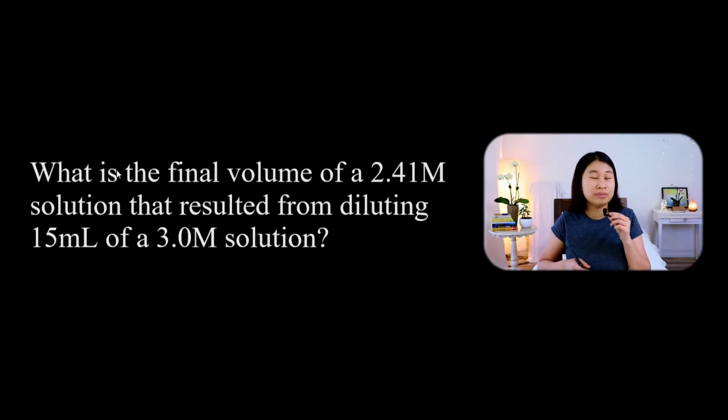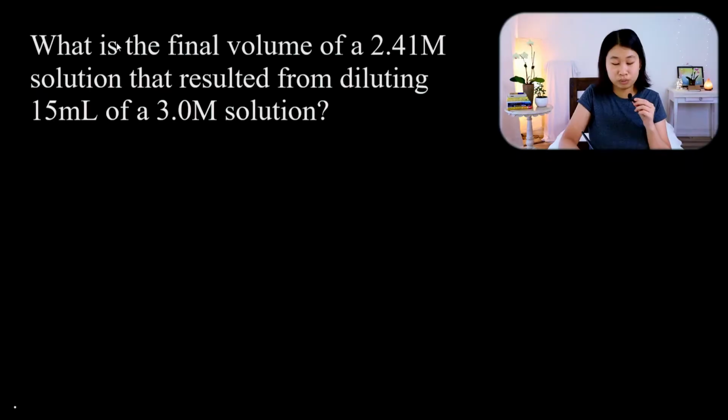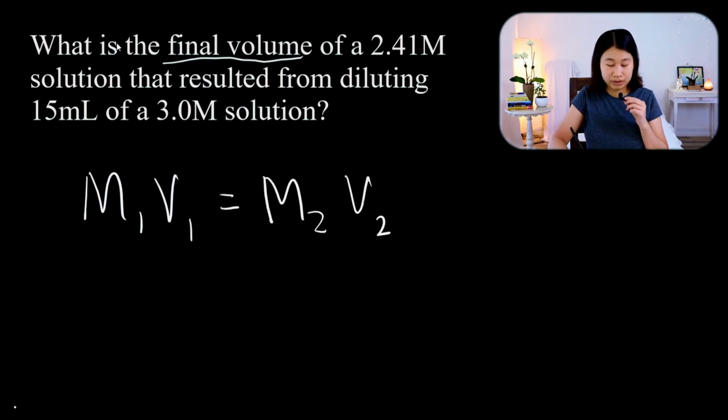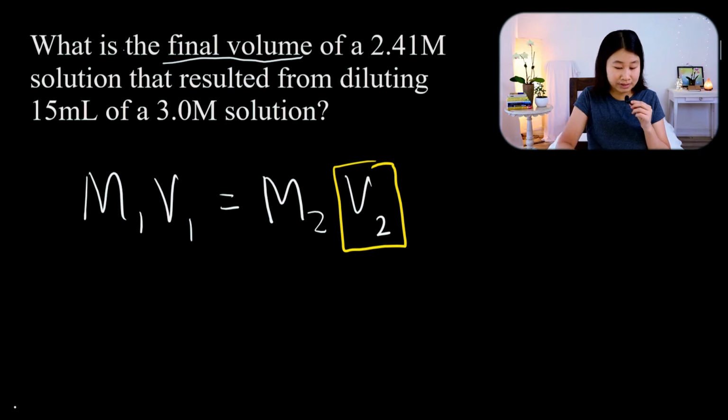What is the final volume of a 2.41 M solution that resulted from diluting 15 milliliters of a 3.0 M solution? We are told that we want to find final volume. Let's write out the equation we will be using. M1 times V1 equals M2 times V2. Our task is to find the final volume, which is V2. And so we know that all the other variables are given.